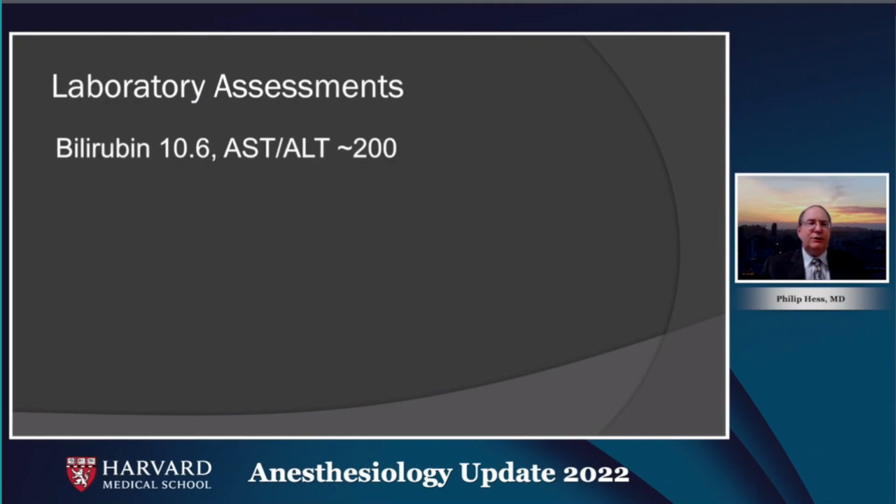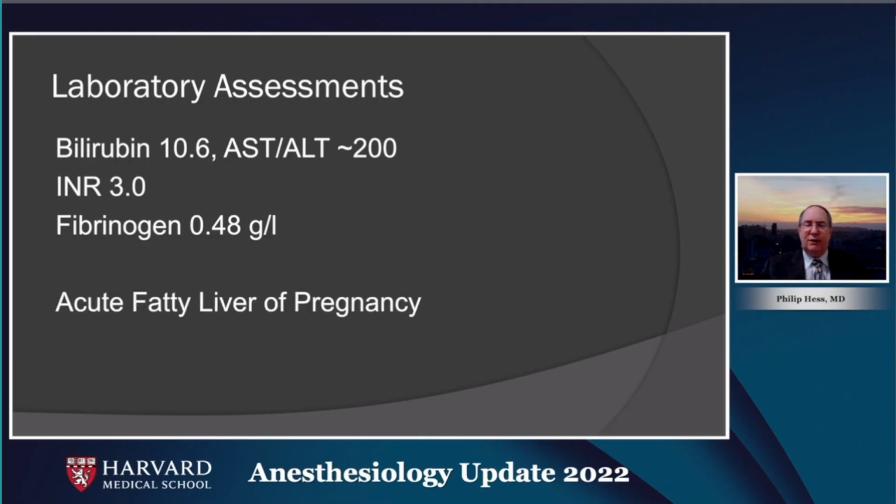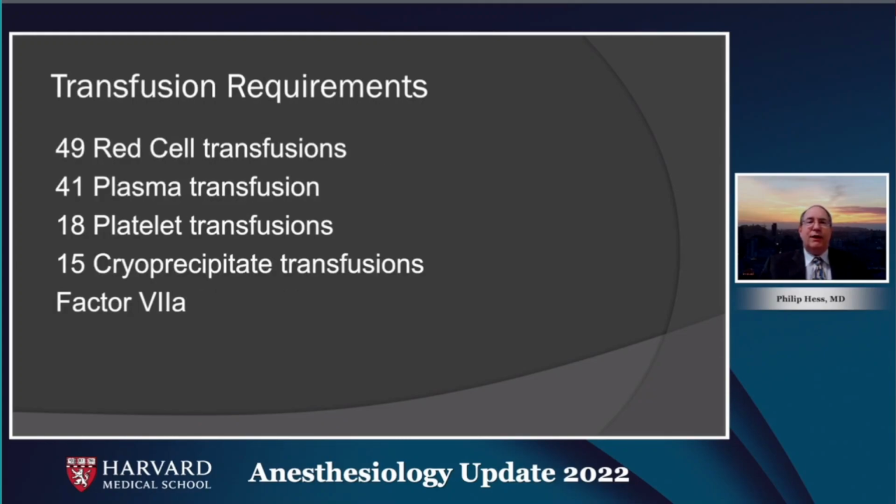Because of her coloration, we sent off labs and found that her bilirubin was dramatically elevated, but her transaminases were only slightly elevated. However, with an INR of 3.0 and a fibrinogen of 0.48, what we had diagnosed was complete liver production failure. Her liver had failed, and she had a condition called acute fatty liver of pregnancy. Over the next 24 hours, to fix her disorder, she received over 100 units of transfusions.